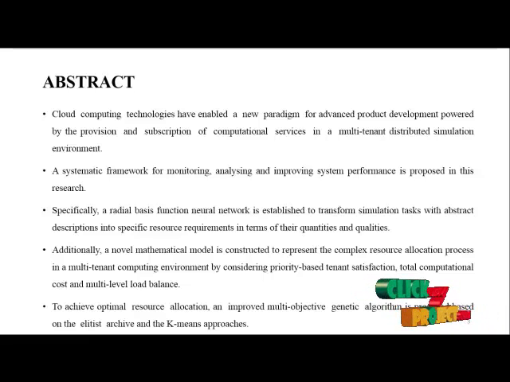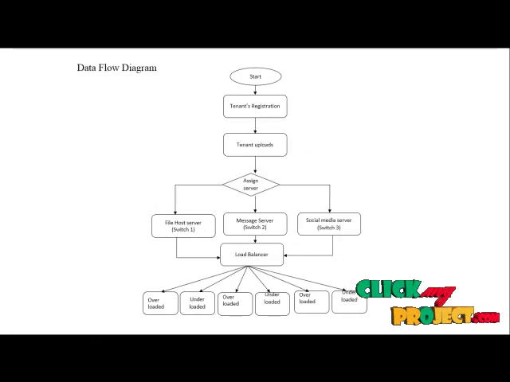Additionally, a novel mathematical model is constructed to represent the complex resource allocation process in a multi-tenant computational environment by considering priority-based tenant satisfaction, total computational cost, and multi-level load balance. To achieve optimal resource allocation, an improved multi-objective genetic algorithm is proposed based on the ELIST archive and the k-means approaches. And this is our project data flow diagram.